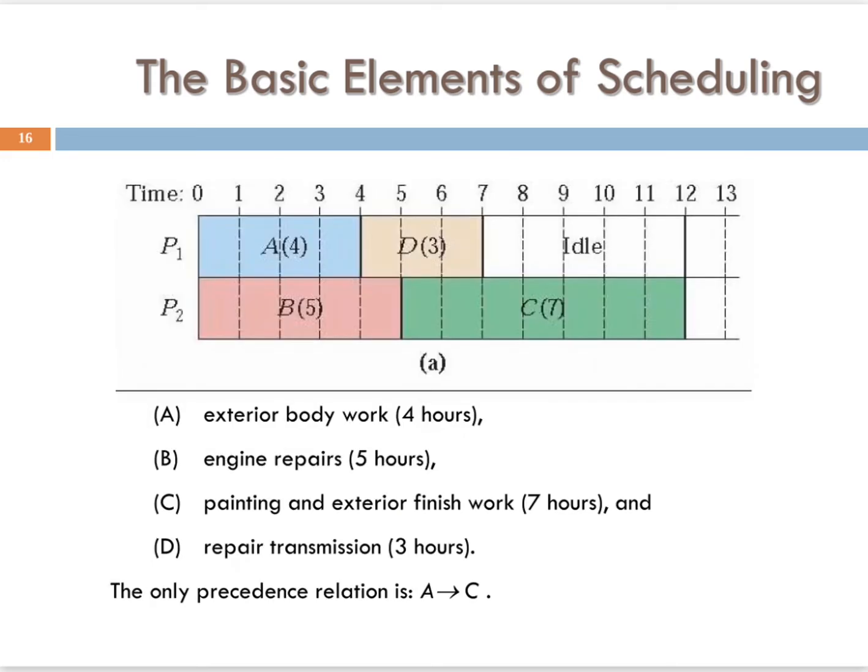So the 4 things we need to do is the exterior body work, which will take 4 hours. We have some engine repairs that need to be done, which is 5 hours. Painting and exterior finish work, which is 7 hours. And then repairing the transmission, which is 3 hours.